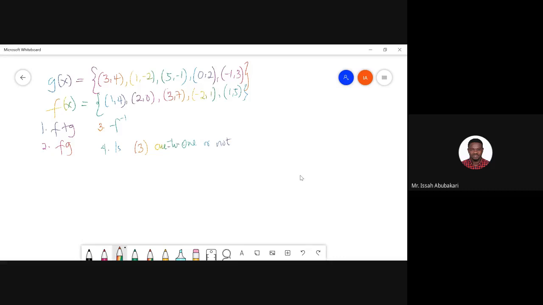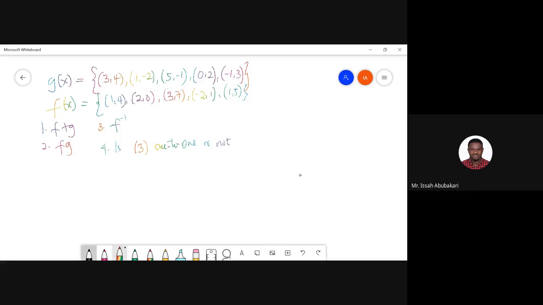g of x and f of x. So with this, we are asked to perform the operation f plus g and then f multiplied by g. And then we find the inverse of f. And after that, we determine whether the inverse of f is one-to-one or not. Right. So let's not waste much time here. Let's start with our solution.